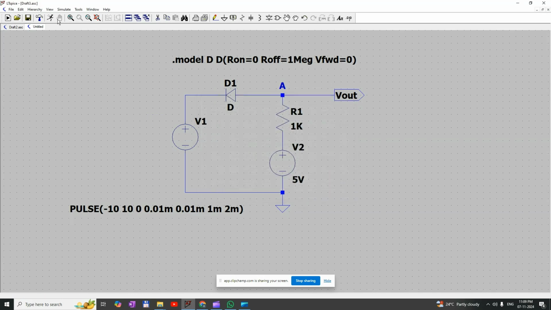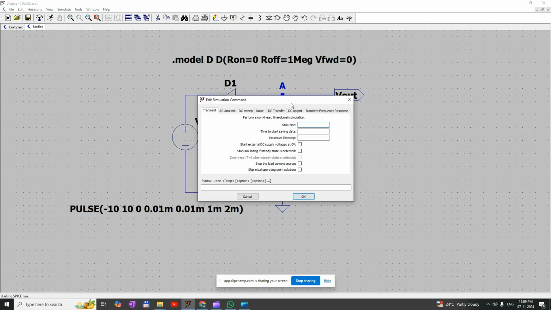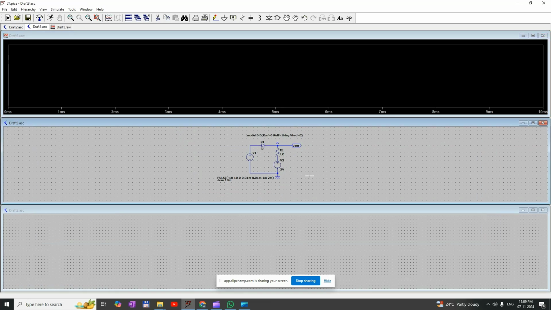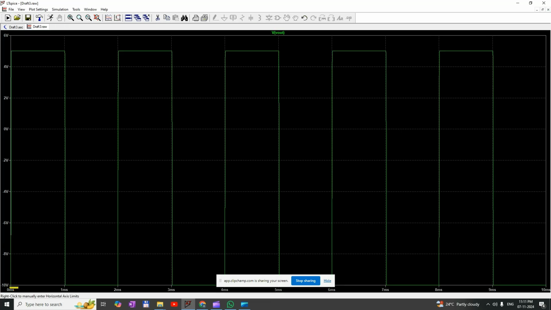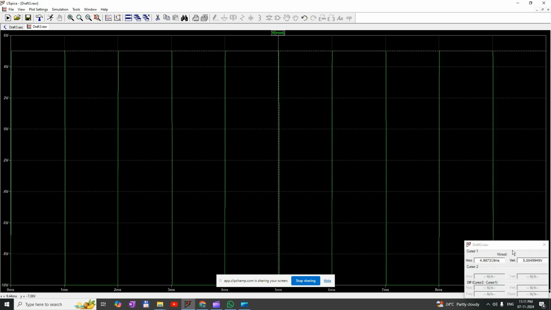Let us simulate the circuit. So I am simulating for 10 milliseconds. Okay. During the negative half cycle, we are getting minus 10 volt, and similarly during the positive half cycle, we are getting plus 5 volt.